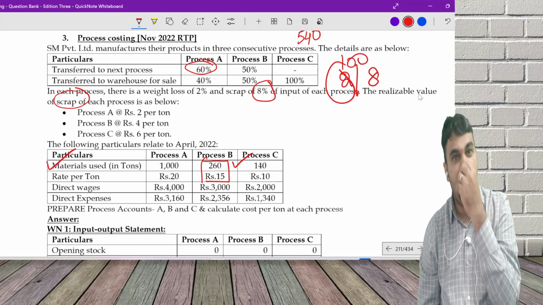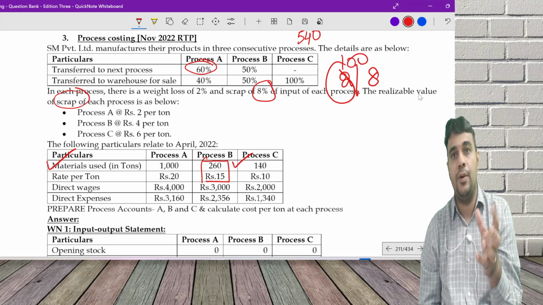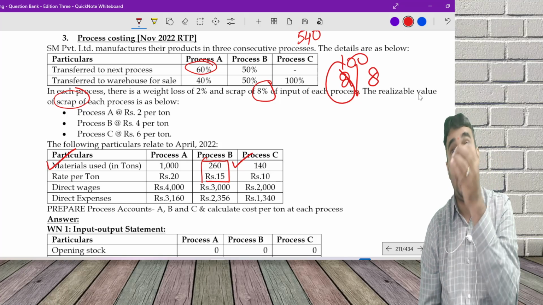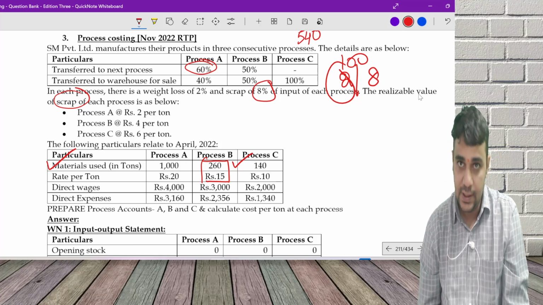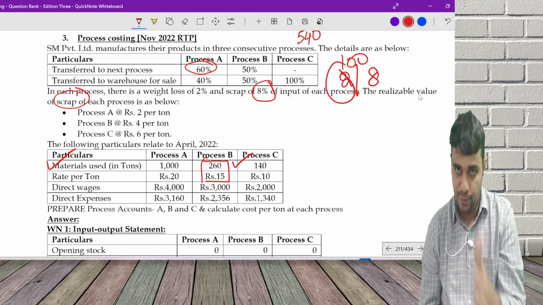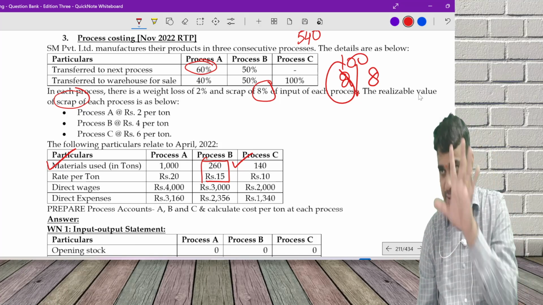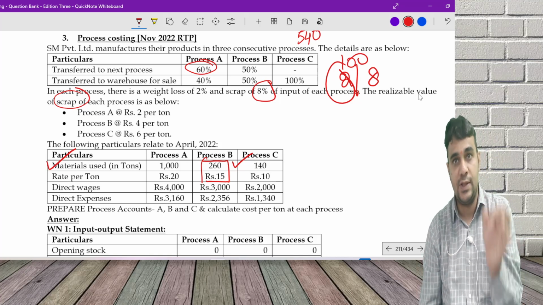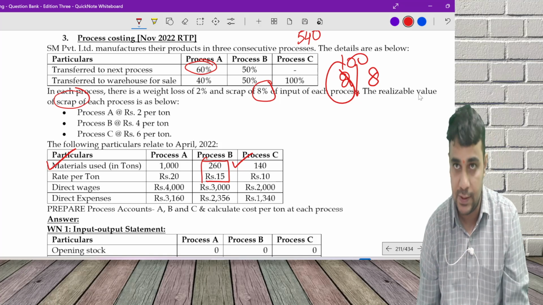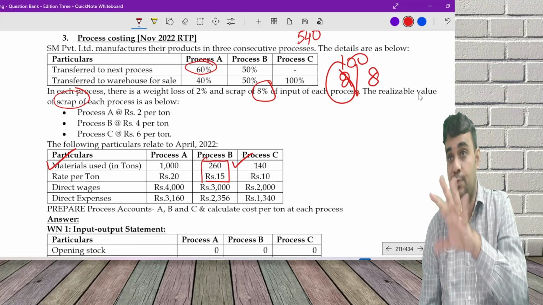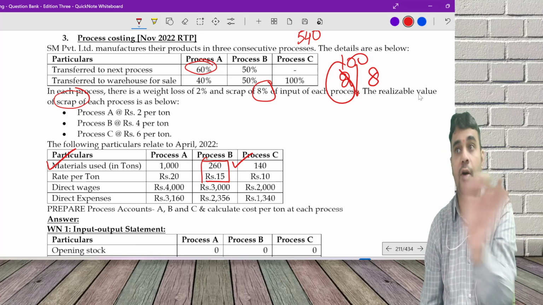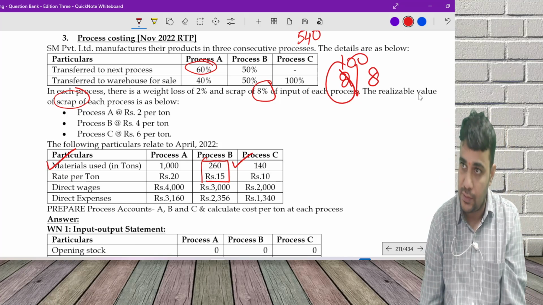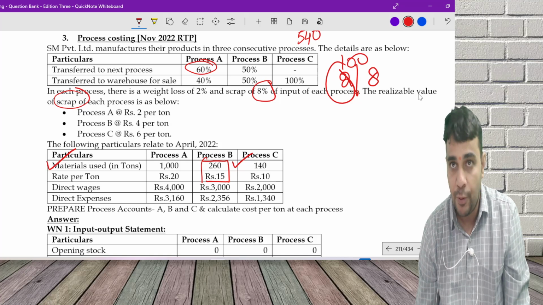You divide by expected output, get the cost per good unit, and multiply that with abnormal loss, abnormal gain, transfer to next process, closing stock, as well as cost of sales. In case you sell something and you are not a responsibility center, then you recognize the sales in the credit side and profit in the debit side. Profit is units into selling price minus the cost price. Sorry, this is in case you are a responsibility center. If you are not a responsibility center, only cost of sales will come in the P&L. Debit side to cost of sales, credit side by sales. The difference is the profit.